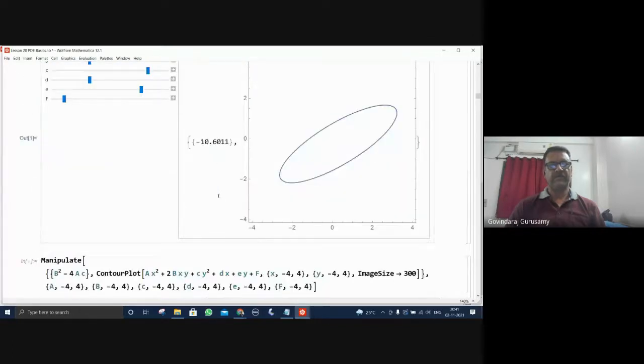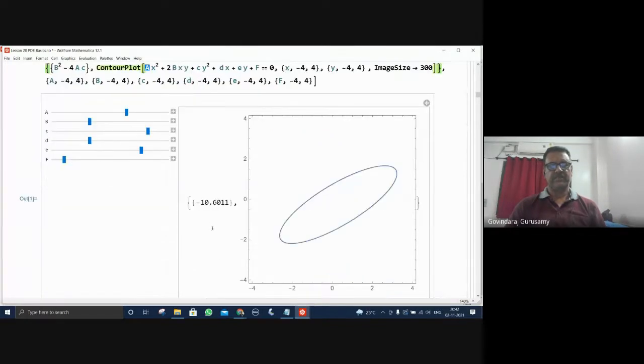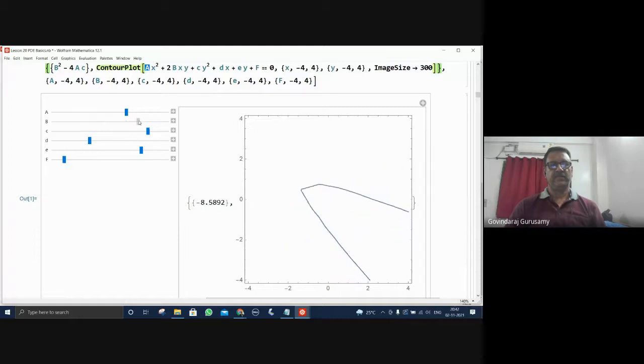Can I make it 0 here somewhere? Is it possible to make 0 here? With this, is it possible to write a 0 here? No? I'll make this 2. B is 2, so B square is 4. Then what you have to do? Minus 4AC. What am I supposed to do?